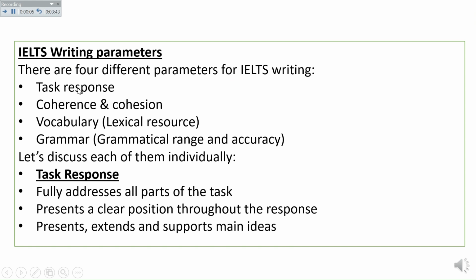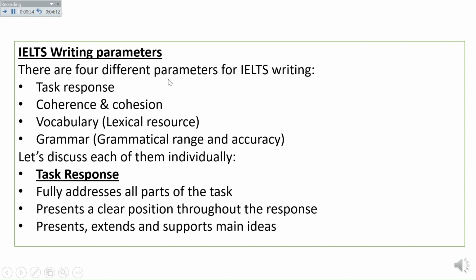First is task response. Second is coherence and cohesion. Third is vocabulary, which we also call lexical resource. Fourth is grammar, which we call grammatical range and accuracy. Let's discuss each of them individually. What is task response, guys? One more thing, guys: each of these four parameters has nine bands. Task response has nine, coherence and cohesion has nine, vocabulary has nine, grammar has nine.